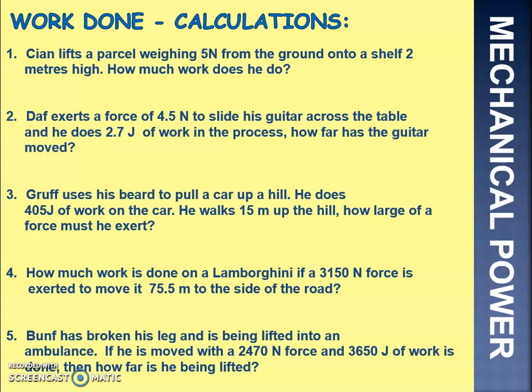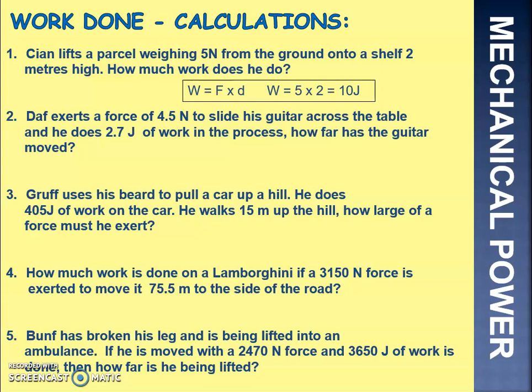Okay, so question 1, let's go through it. Keon lifts a parcel weighing 5 newtons from the ground onto a shelf 2 meters high. How much work does he do? Well, work done is force times distance, so work done is 5, which is the force, times 2, which is the distance, giving us 10 joules.